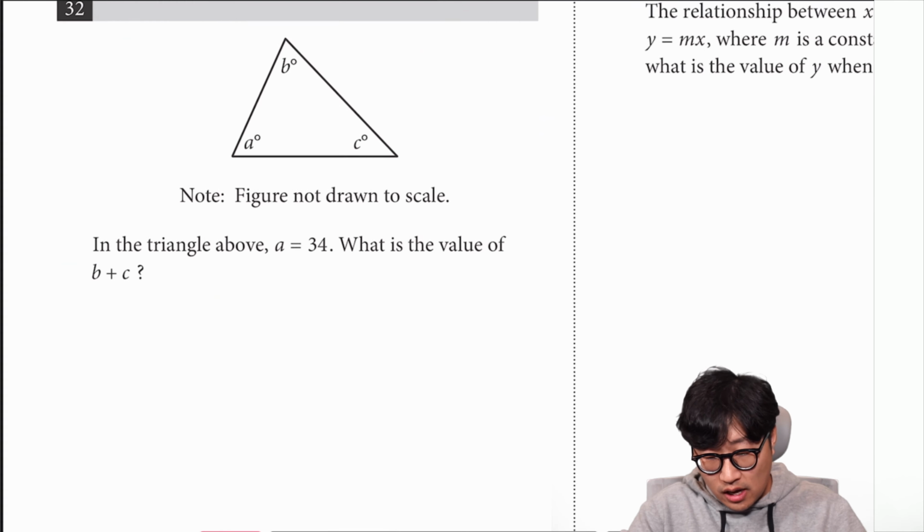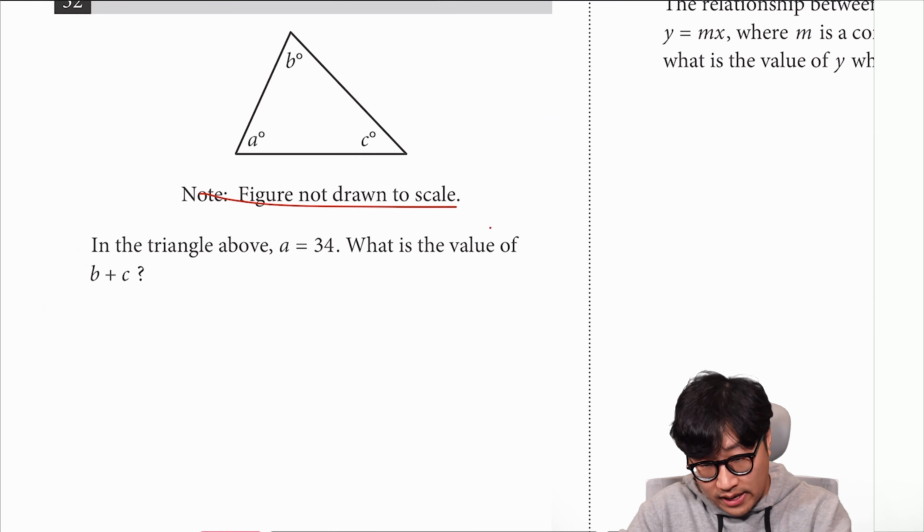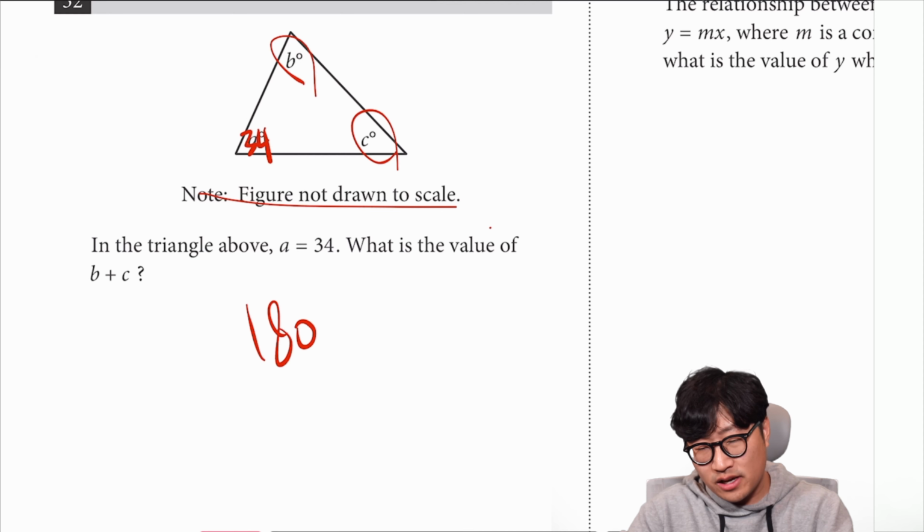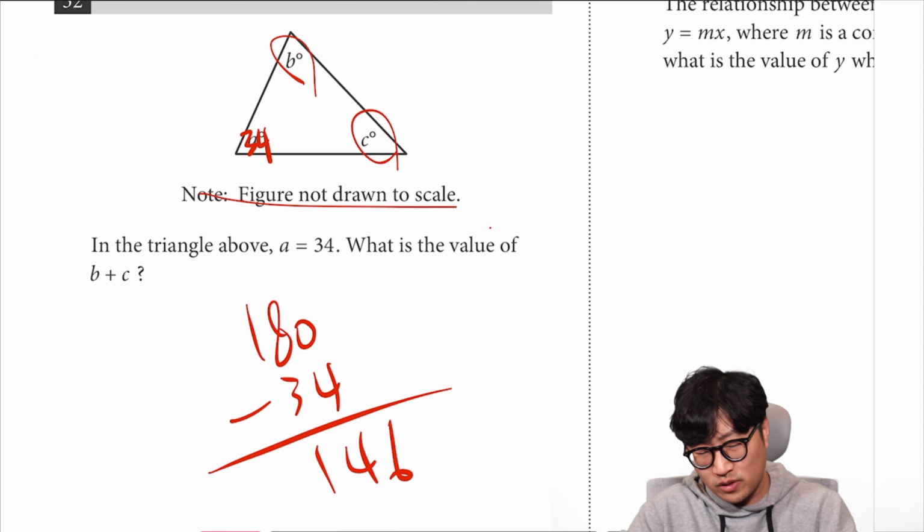Number 32, figure out the triangle scale. If A is 34, what is the value of B plus C? Well, they got to add up to 180. So just take away the 34, and there you have it, 146. What is this?